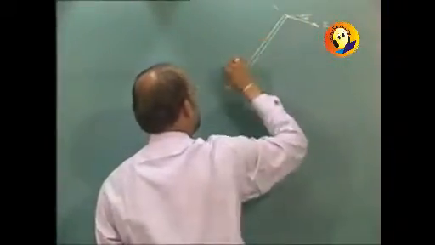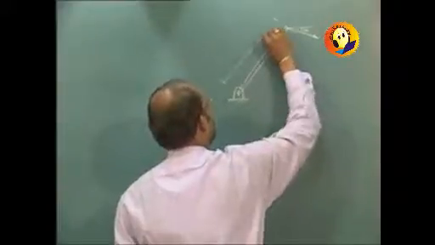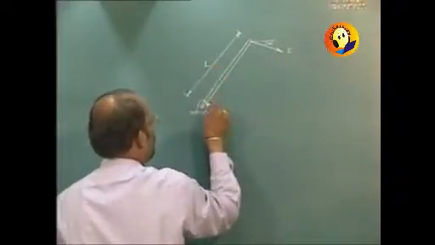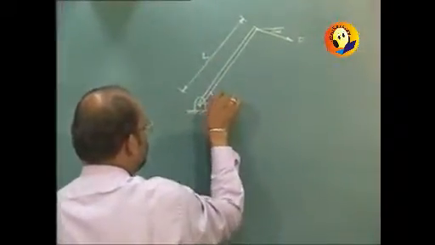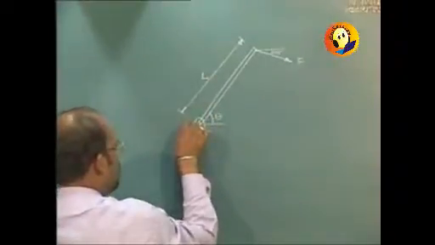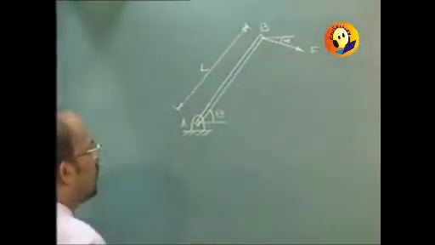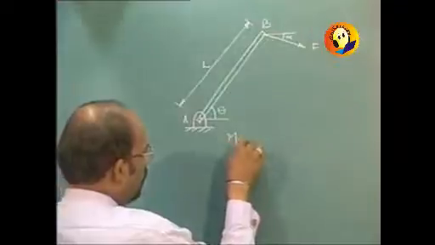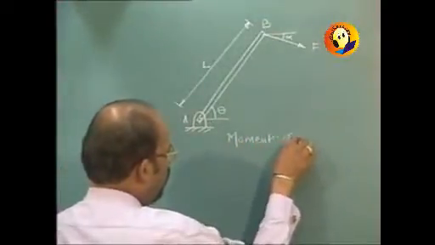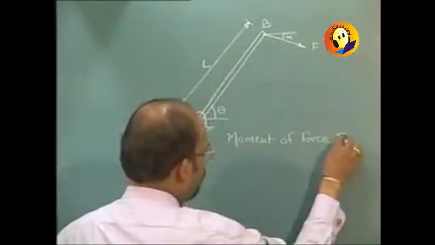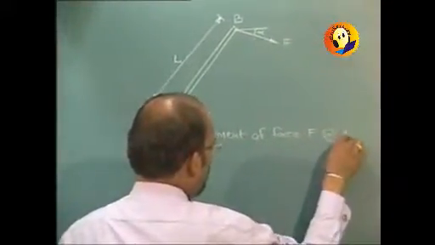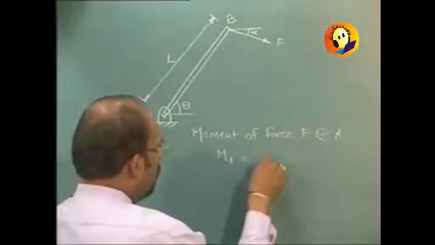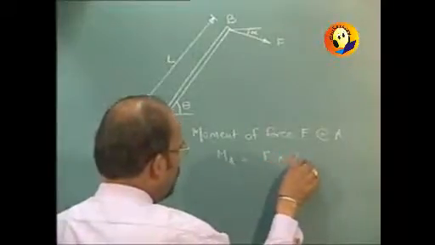The length of this particular link is given to us as, say, L, and that link is making an angle of theta. Suppose I name this as AB. Then we had seen that the moment of force F about point A, denoted as MA, will be equal to F into perpendicular distance.